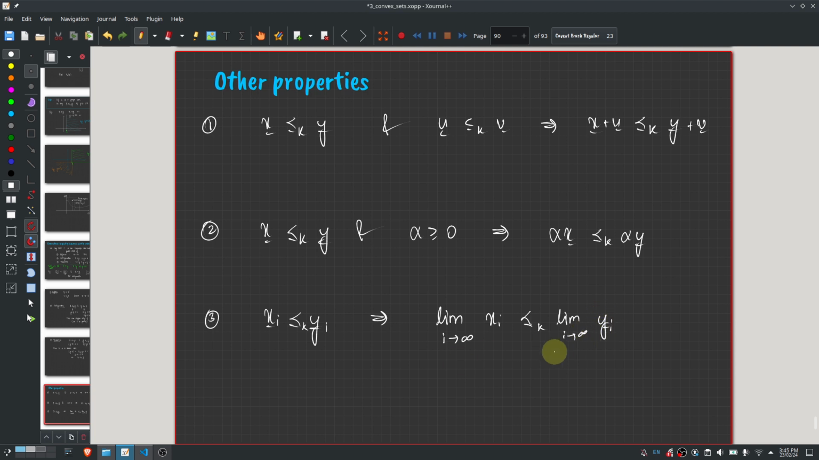And this basically follows from the property that K is a closed cone. It's closed under limits, because you can look at yi minus xi. If xi and yi both converge, then yi minus xi also converges. And if it converges, it has to converge to a point within the cone. It can't converge to something outside. So this is guaranteed. If K was not a closed cone, then you could not guarantee this.